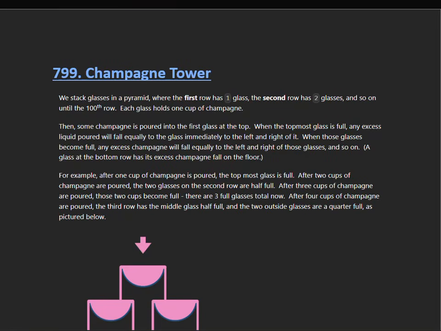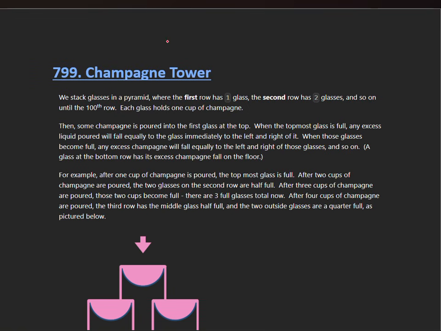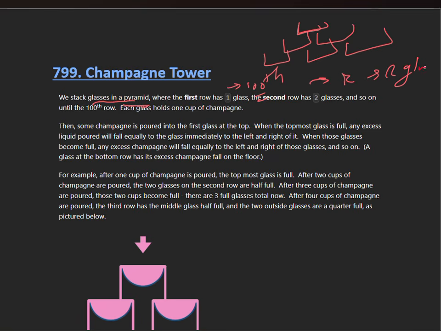Morning everyone. So our today's LeetCode question is 799, that is Champagne Tower. In this question, we are given a stack of glasses in a pyramid shape: glass 1, then glass 2, glass 3, and this way. And this is up to the 100th row, and the rth row has r glasses.